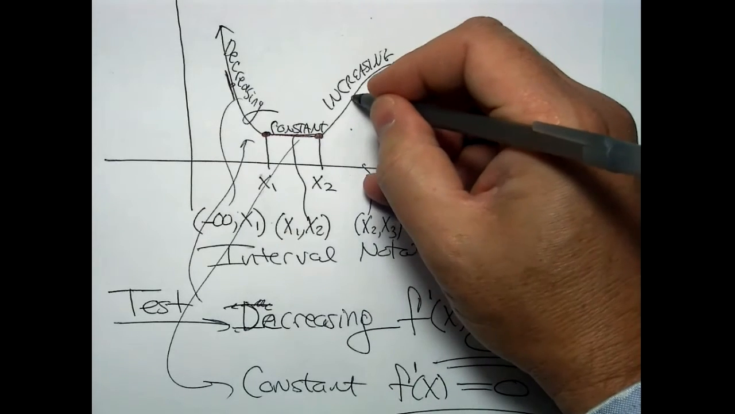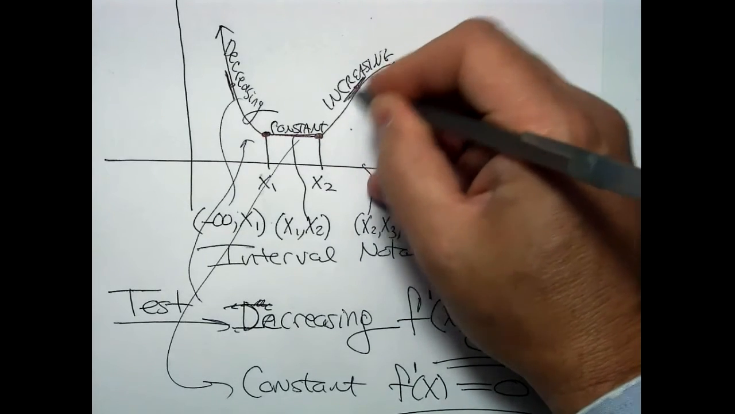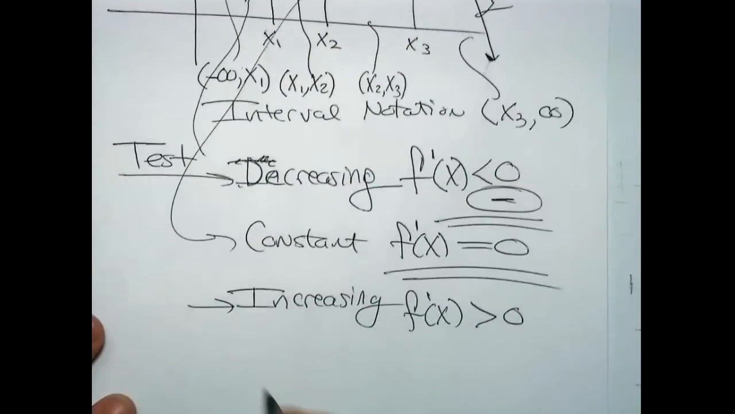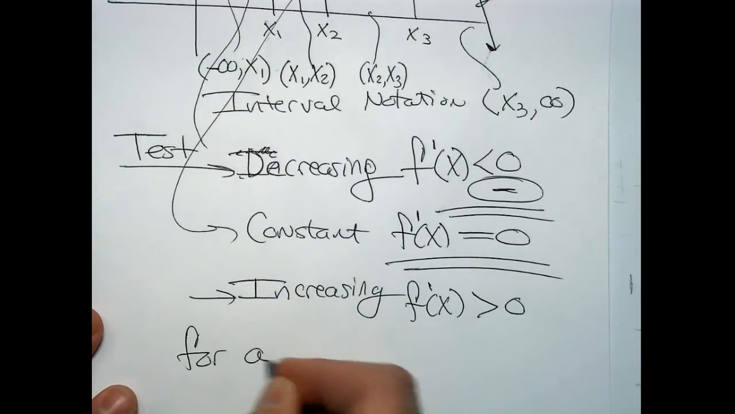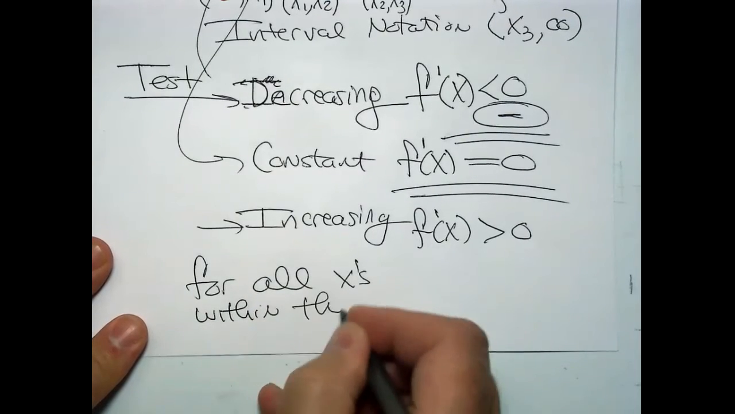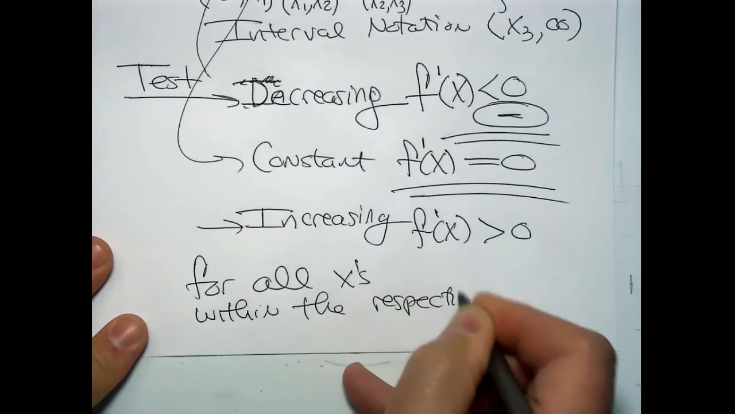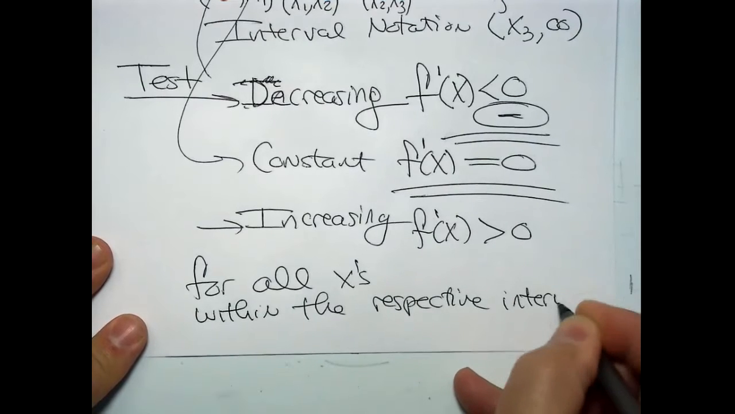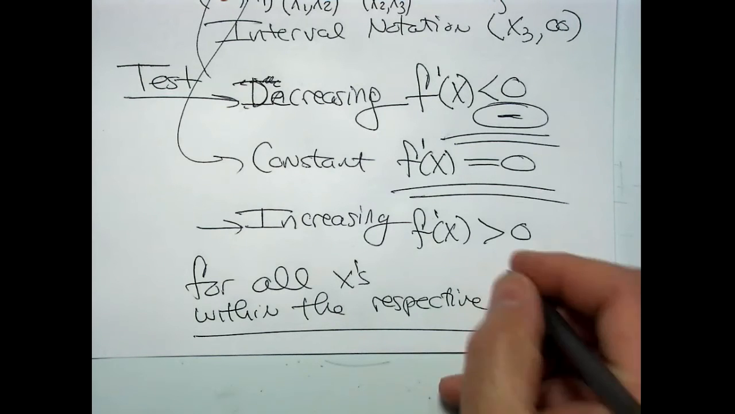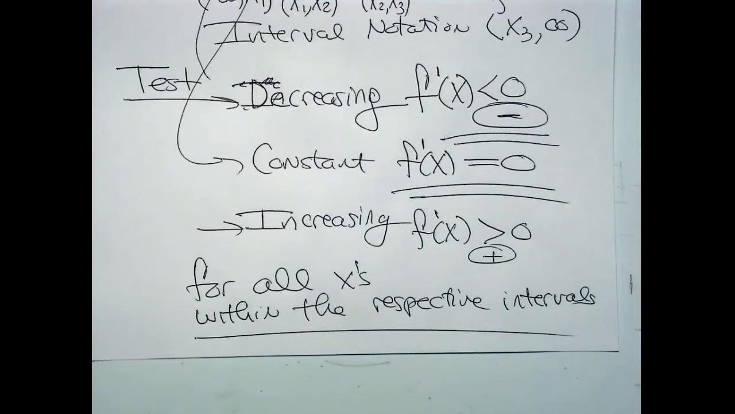So come on up here and draw some derivatives, some slopes of tangent lines, and those are all positive, all of them. So f prime of x is greater than 0. And these are for all the x's within those intervals. So that's the test. The test is f prime remaining positive? Well, if it is, then you're in a zone of increasing function.